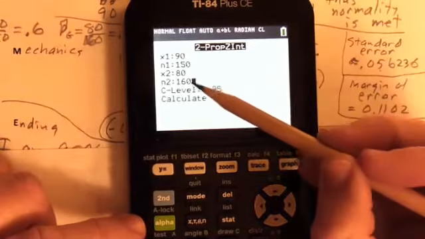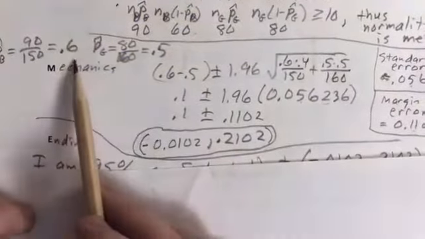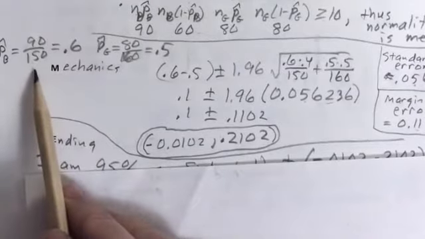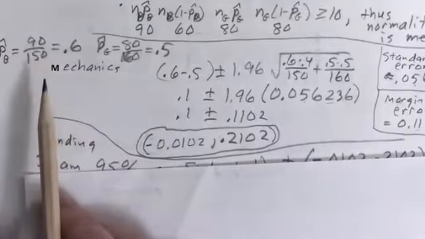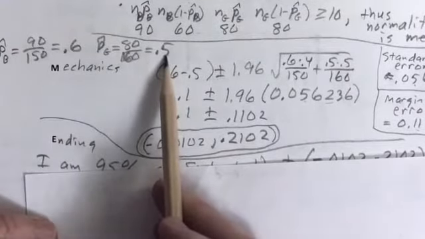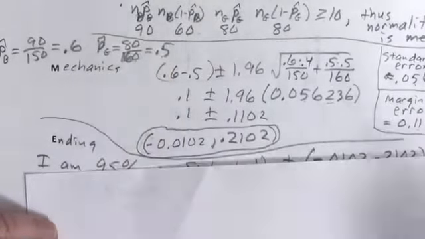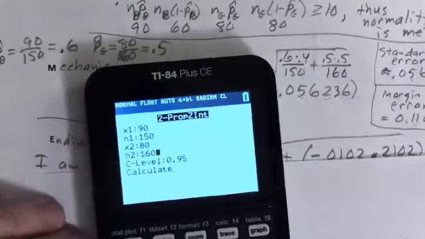Now, these have to be integers, okay? The other way they could give you this problem, they could give you the p hat. They could give you 0.6 or 60%, and then the sample size. And you'd have to find X by saying 0.6 times 150 is 90, okay? And they could give you that the girls was 50% played sports, and the sample size is 160. So you'd have to say 0.5 times 160 to get that. These have to be integers, your X's, or you'll get an error message.